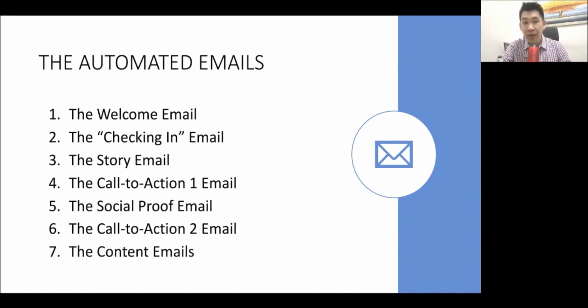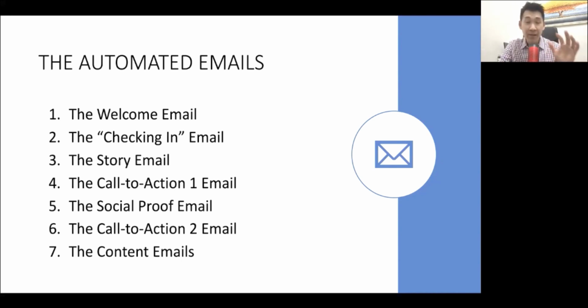And then the last one is called the content emails. The content emails go in between all of these emails. The content emails basically deliver the training that you promised to them. So for instance, if you have video training, then you have video 1 email, video 2 email, video 3 email, and so on. If you have 10 videos, then there'll be 10 content emails.